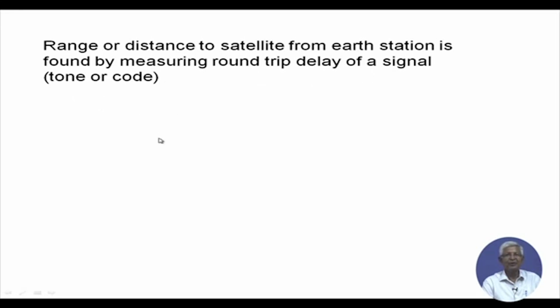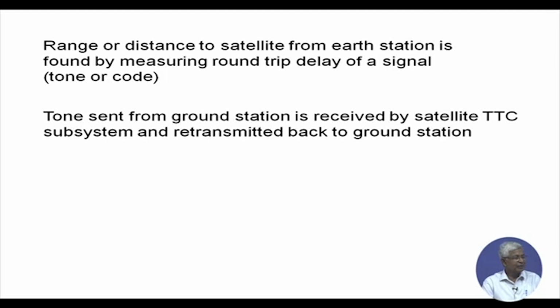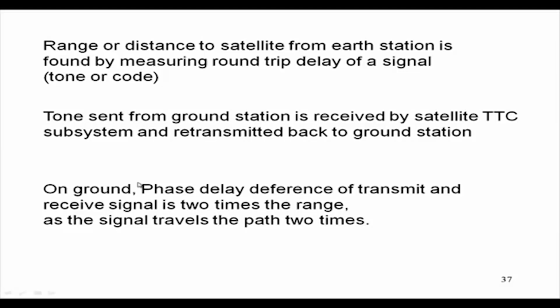That signal could be a tone, that is a pure single frequency, or a code. A tone is sent from the ground station, is received by the satellite TTC subsystem, and retransmitted back to the ground. Whatever tone is sent, it is sent back to the ground. You can measure the phase delay, that is the delay from the time of sending to the reception, and from the delay, assuming that the electromagnetic wave is traveling at the velocity of light, you can find out the total path it has traveled. Divide by 2, because it has gone up and down, and that will give you the range. It is very simple.